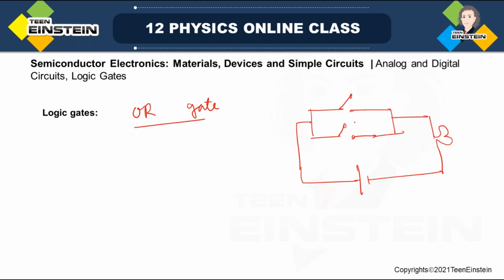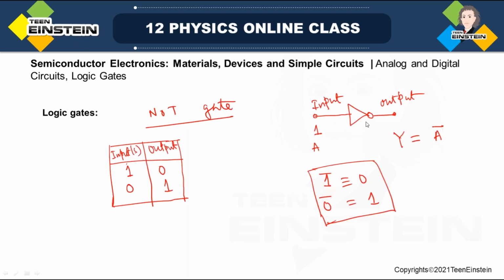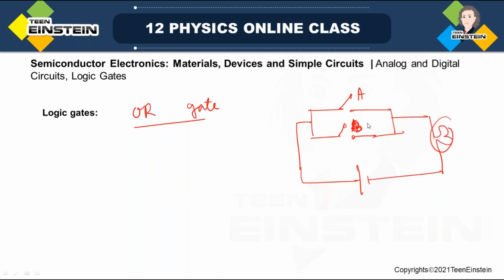So in this case, suppose this is B and this is A. If both the switches are on, then also this bulb will glow, or if either of these switches, A or B, is at high state or closed, then the bulb will glow.